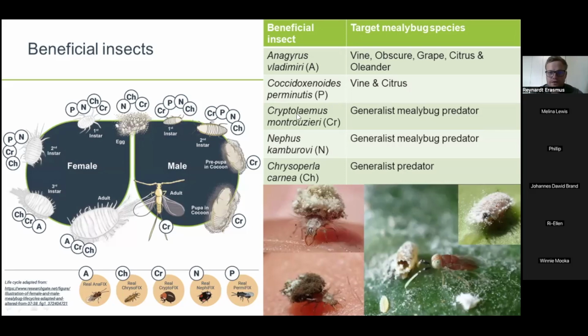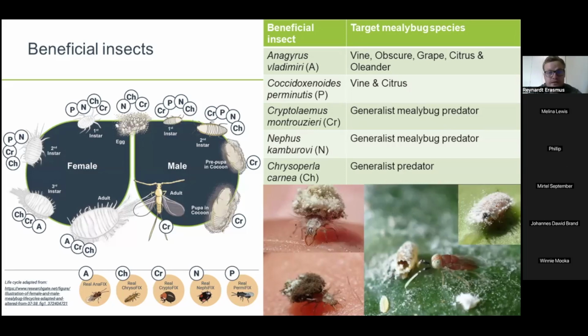Then the last 3, or the bottom 3 here, are predators. They actively hunt and feed on mealybug as their food source. The first one being Cryptolaemus montrouzieri. It is a generalist mealybug predator. Here it is down here, a depiction of it. It is also commonly known as the mealybug destroyer in the industry.